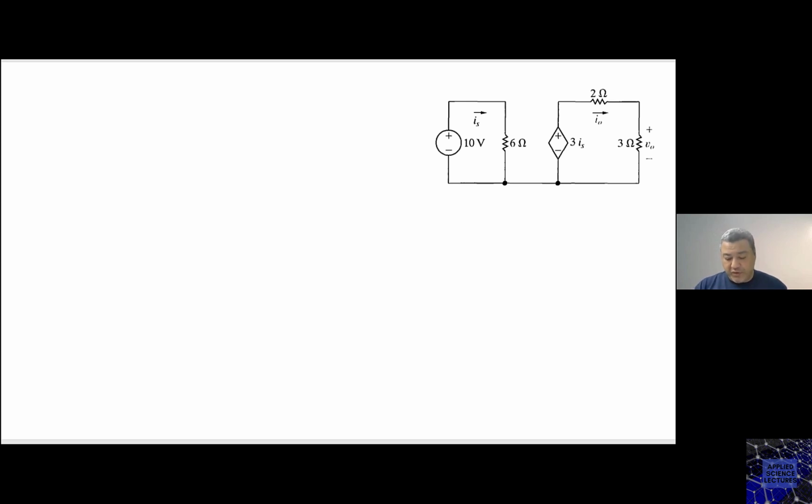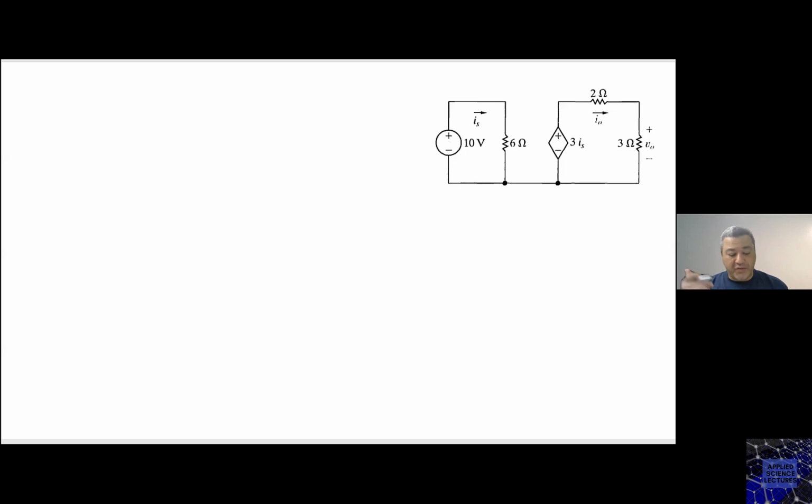Yeah, you can call it Kirchhoff's laws. I can also call it Ohm's law here. Why? I can just say that IS is 10 volt divided by 6, because there's only one resistor. This 10 volt is across the 6 ohm resistor. This way I can apply Ohm's law.